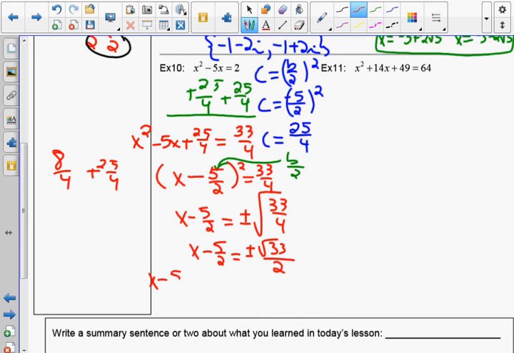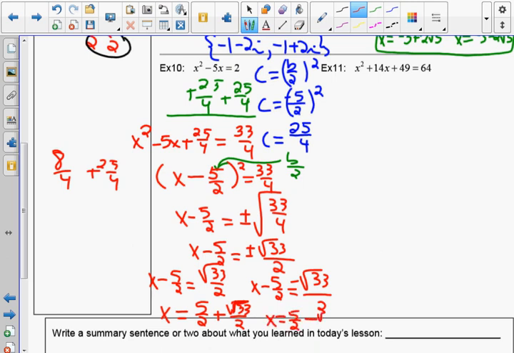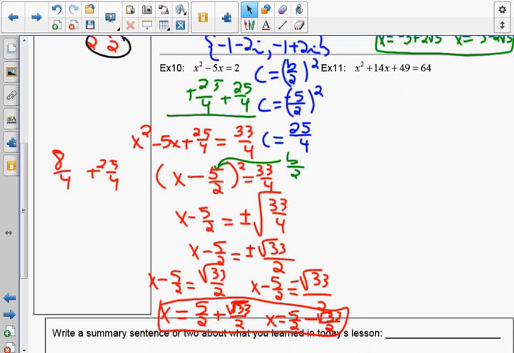So I have x minus 5 halves is equal to radical 33 over 2. And x minus 5 halves is equal to, and I should say that's a negative radical 33 over 2. So the final answer will be x is equal to 5 halves plus radical 33 over 2, and x is equal to 5 halves minus radical 33 over 2. And put a box around that, just to clean it up a little. Okay, so one example left.